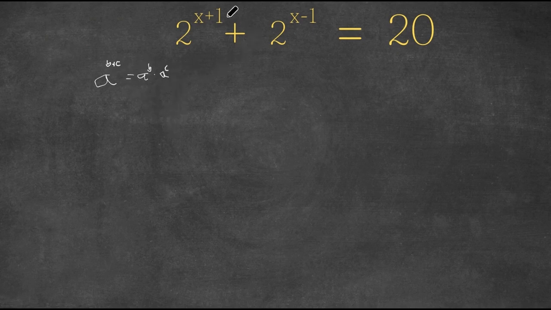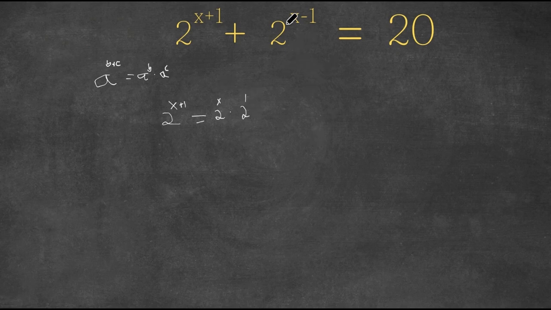So now that we know this, we're going to use this property on both of these terms, 2 to the power of x plus 1 and 2 to the power of x minus 1. So 2 to the power of x plus 1, as I said, a to the power of b plus c equals a to the power of b times a to the power of c. So b in this case would be x and c would be 1. So this would equal 2 to the power of x times 2 to the power of 1.